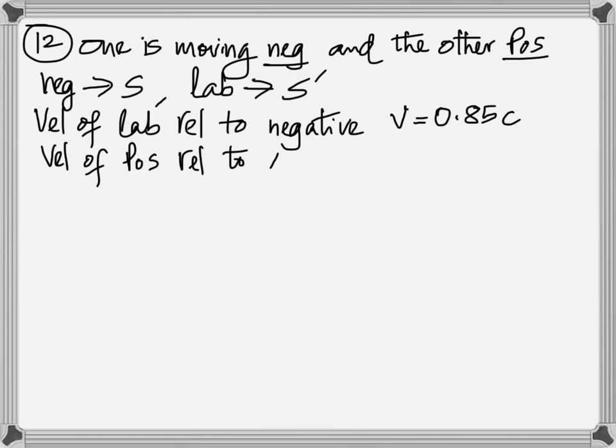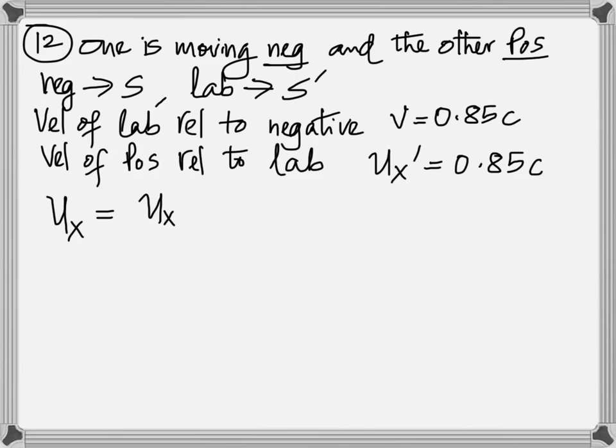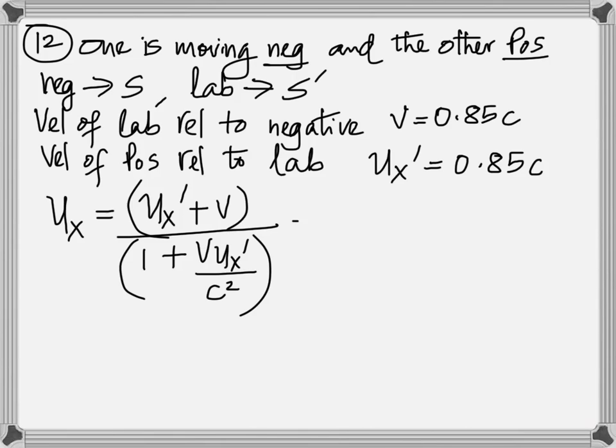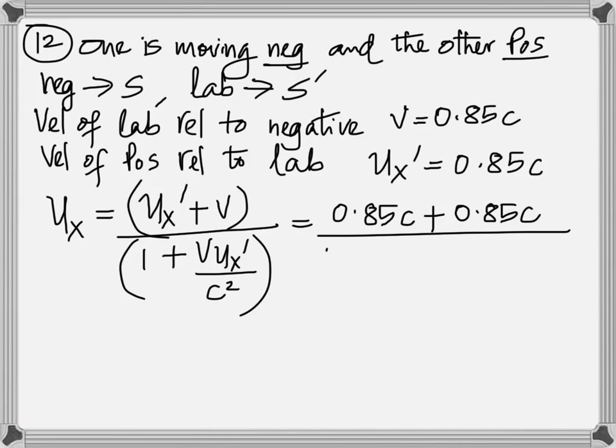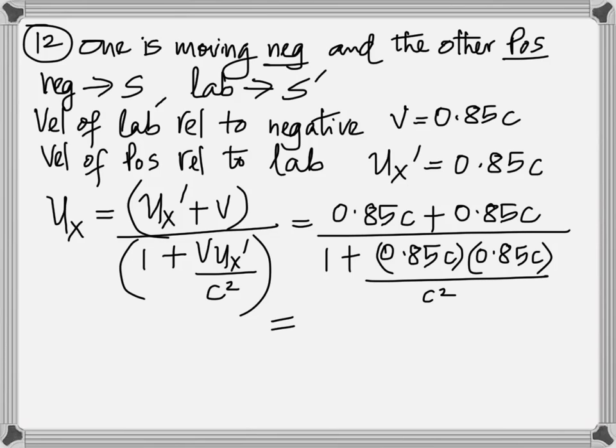And now the velocity of the positive particle with respect to the lab, which is our ux prime, is also 0.85 c. So now you can find ux using ux prime plus v divided by 1 plus v ux prime by c squared. Substitute the numbers given and calculate. Get it as 0.987 c. Alright, so those are the 12 questions from Relativity.